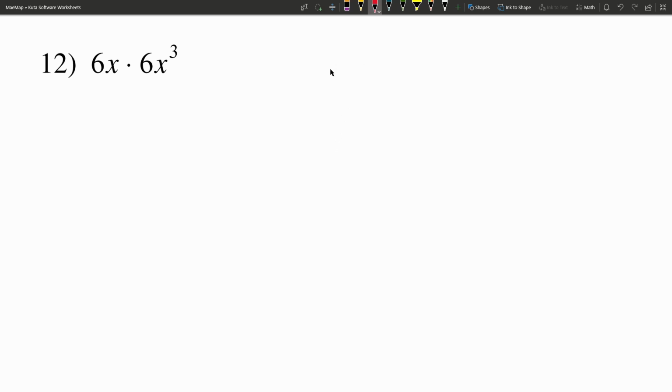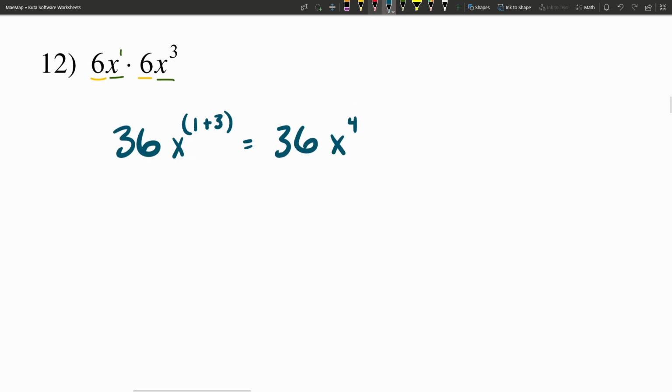For now, let's finish out this first page. We can combine our coefficients of 6 and 6 together, and x is indeed the same base. We have an x to the first and an x to the third. So I'm going to start with my 6 times 6, which is 36, and that gets multiplied by x to the first times x cubed, which is x to the 1 plus 3. Adding those exponents, since we're multiplying the terms and those exponents had the same base. So this is going to become 36 times x to the 1 plus 3, or x to the fourth.